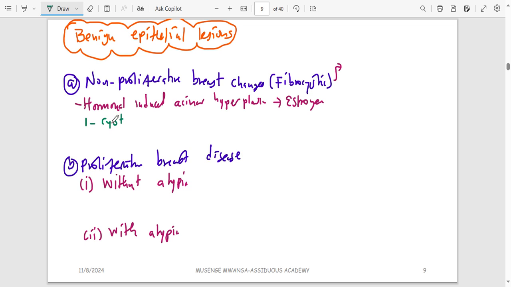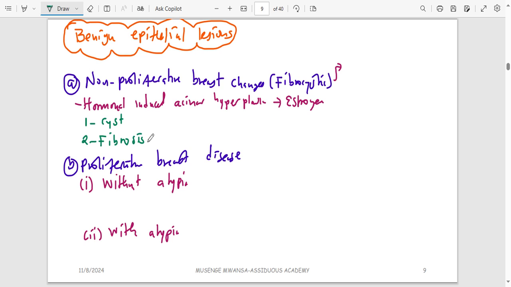It is going to cause some concern there. But remember, they are non-proliferative. So simply because someone has got this cyst doesn't mean that they're going to have cancer later on. It doesn't correlate. Another type of this non-proliferative breast change is fibrosis. What happens is that when a cyst ruptures, it is going to be surrounded by fibrous tissue, and that is fibrosis.